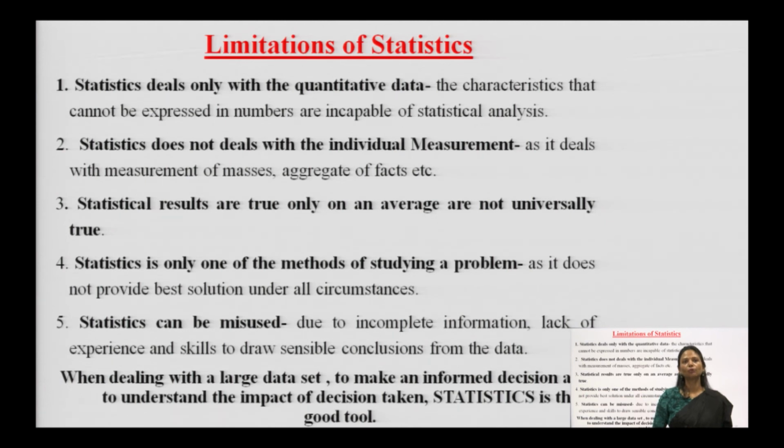Statistical results are true only on average and not universally true. Why they are not universally true is because when we are talking about the score scored by the team, we are talking about the team, we are not talking about the individual, because that score has been scored by the whole team, and when we talk about the performance of a particular cricketer, it is something different.